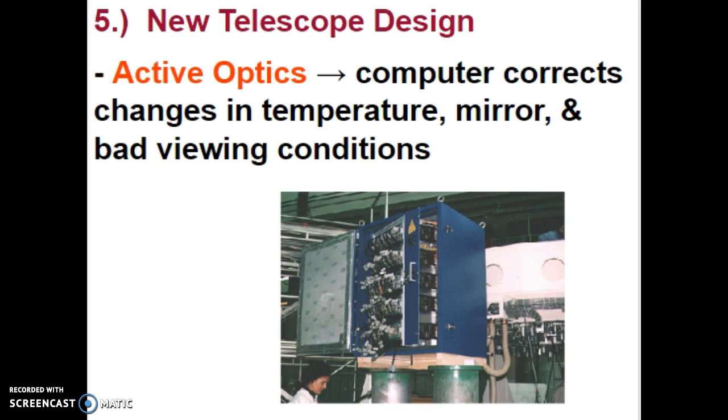Nowadays, of course, with technology, we can have computers help us correct for changes in temperature in the atmosphere, changes for correction in the mirror, and general bad viewing conditions. We call these active optics. Active optics are generally hooked up to conservatory telescopes, so they can take into account that because these telescopes are Earth-based, we have to get through all of the layers of our atmosphere before we can view outer space. And so active optics help make those changes.